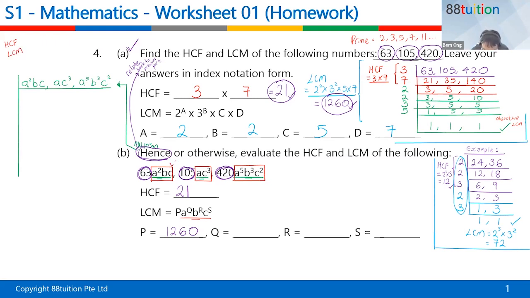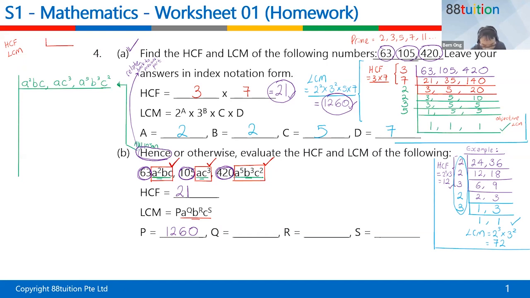Alphabet is your A squared BC. Can you see the tick? Alphabet is your AC cube and also your A5 B cube C square. Are you ready? Okay, let's go. So same down here. Let's use the L method.